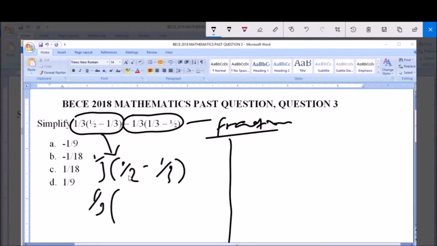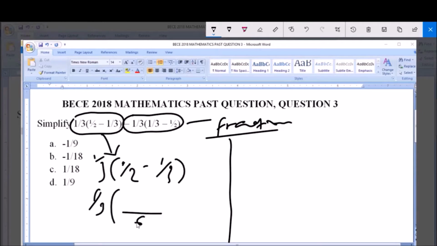In the bracket we have 1 over 2 minus 1 over 3, and for us to carry out our subtraction of fractions, we must look for an LCM, that is the lowest common multiple of the denominators. The lowest common multiple of 2 and 3 will be 6. 2 times 3 will give us 6, so the lowest common multiple of 2 and 3 will be 6.